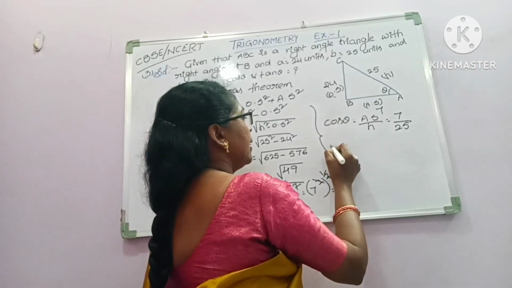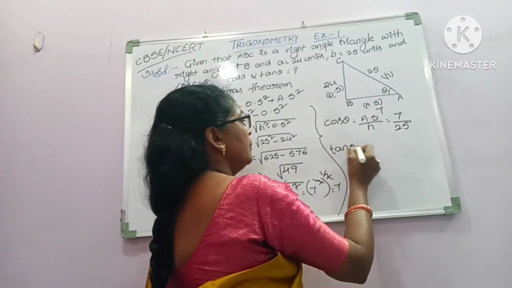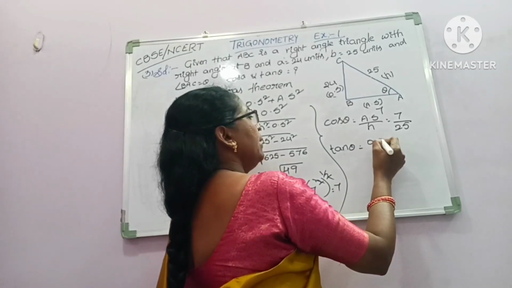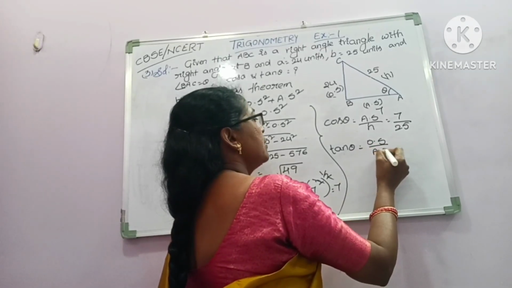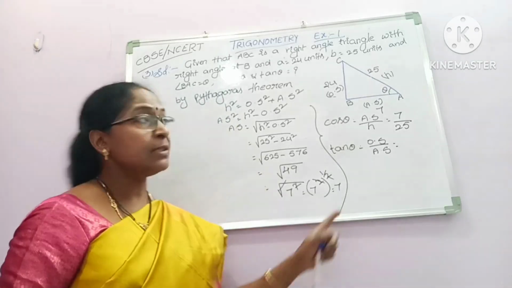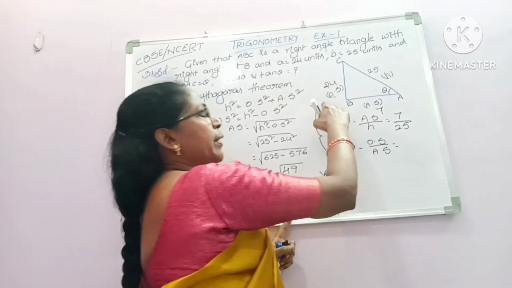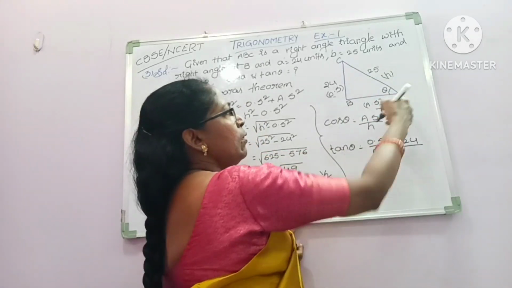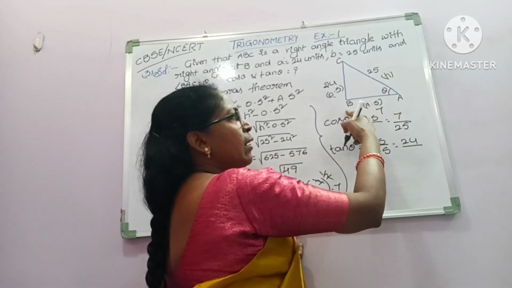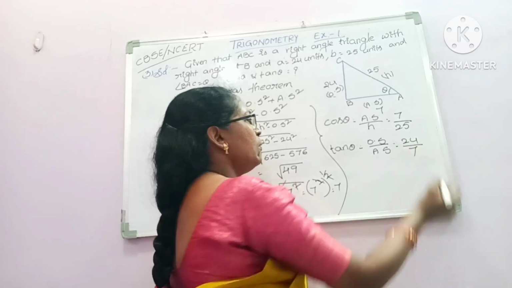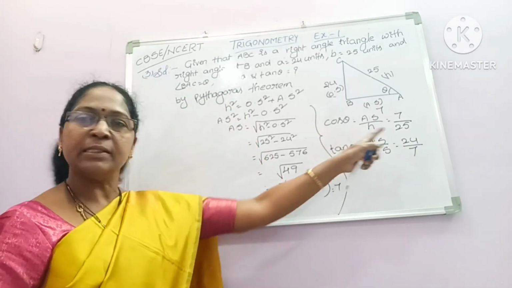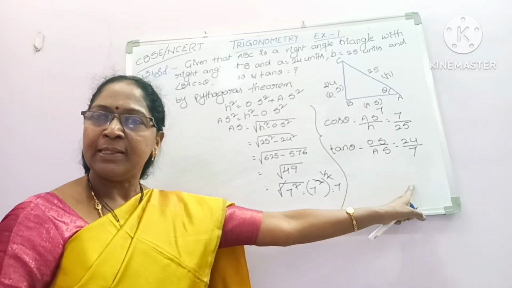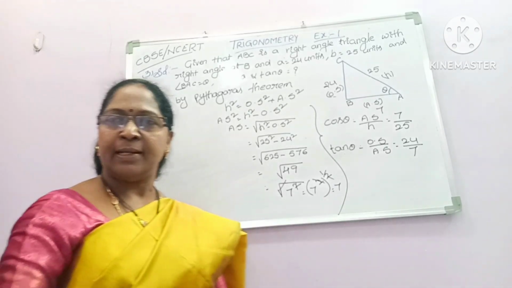Again next one is tan theta. Tan theta equal to, what is the tan theta formula? Opposite side by adjacent side. What is the opposite side value here? Here 24, by adjacent side. What is the adjacent side here? AB is the adjacent side, what's the value? 7. Therefore cos theta equal to 7 by 25 and tan theta equal to 24 by 7. This is the answer. Next, second question.